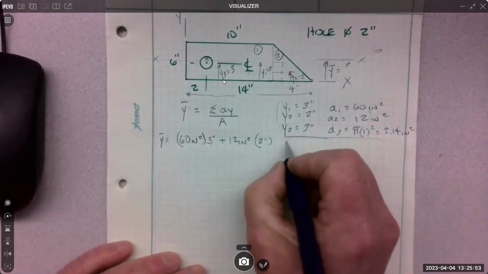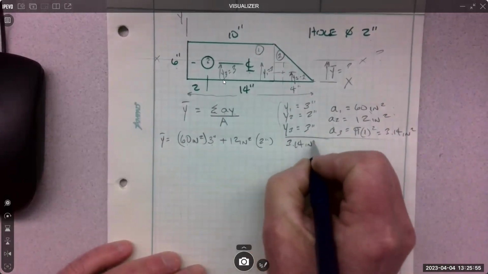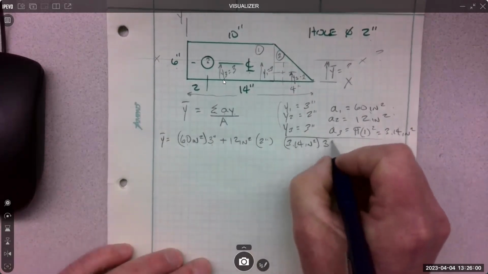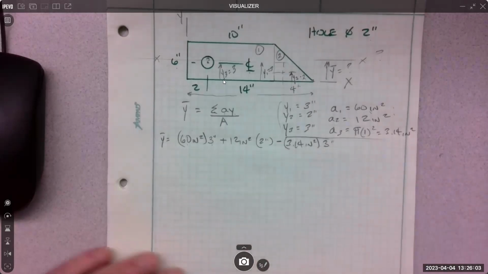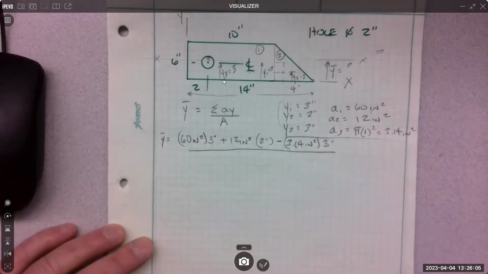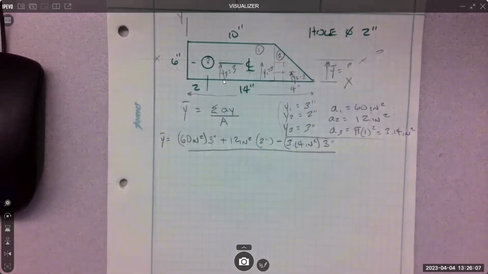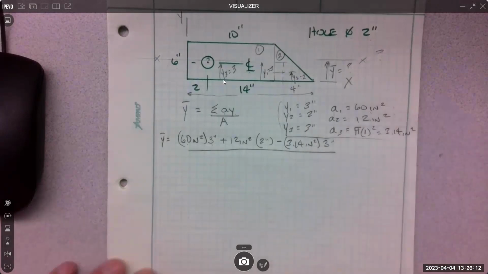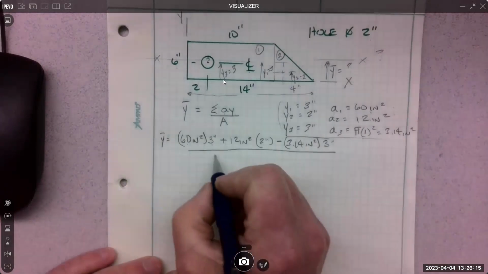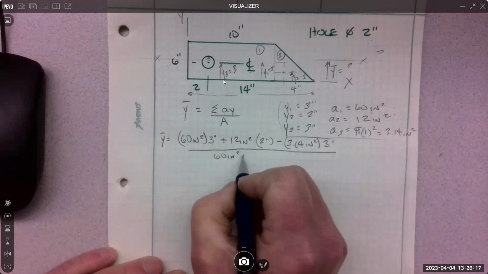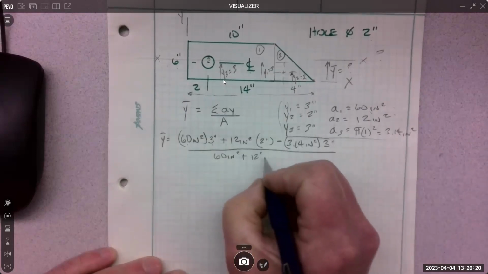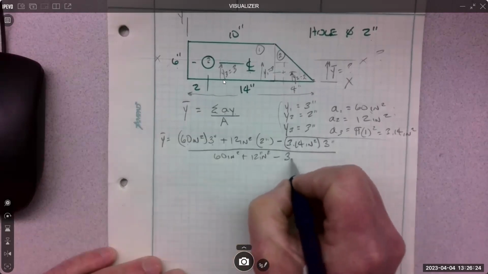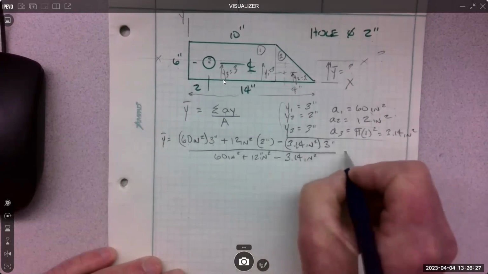So it's going to get subtracted. So area 3 is 3.14 inches squared. And its y distance was 3 inches, and it gets subtracted. And then all of that is over the total area. So the tabular form is kind of nice because all the numbers are just there for you to fill in. That would be 60 inches squared plus 12 inches squared minus 3.14 inches squared.